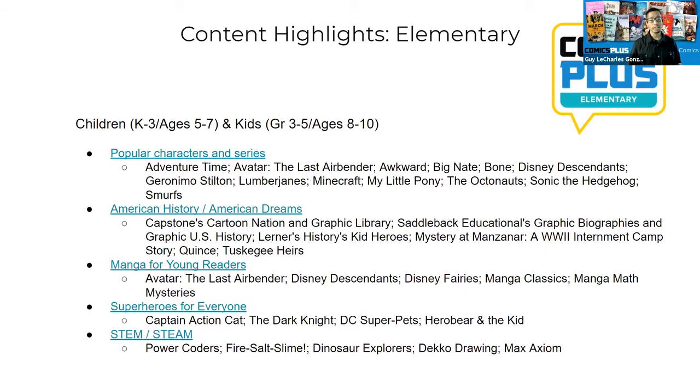From an educational perspective, American History, American Dreams is a combination of core K-12 nonfiction content and interesting fiction, whether that's stories set in America's past or about historical figures. As you get older in the collection, key memoirs are available as well. At the elementary level, Capstone, Saddleback, and we just added Abdo and Learner. Those four publishers have a great variety of nonfiction content that's perfect for the elementary school reading level.